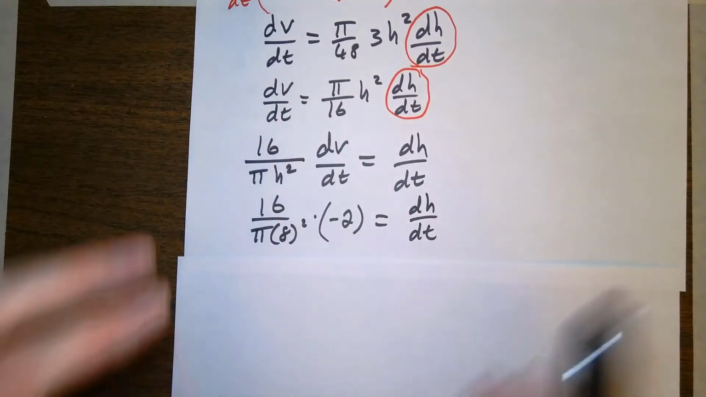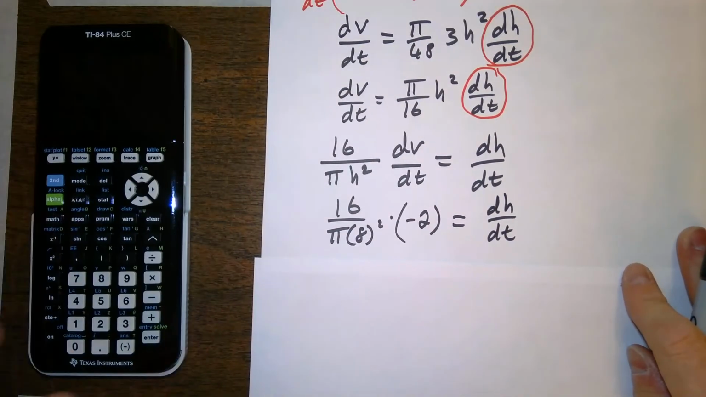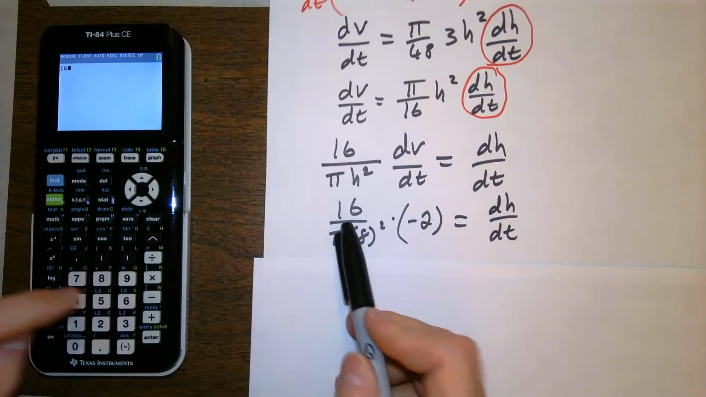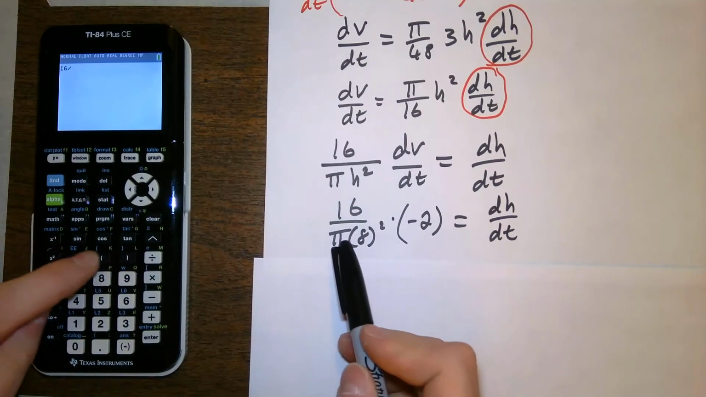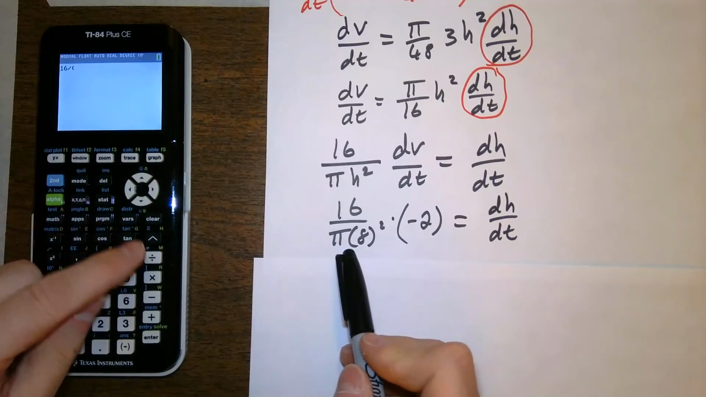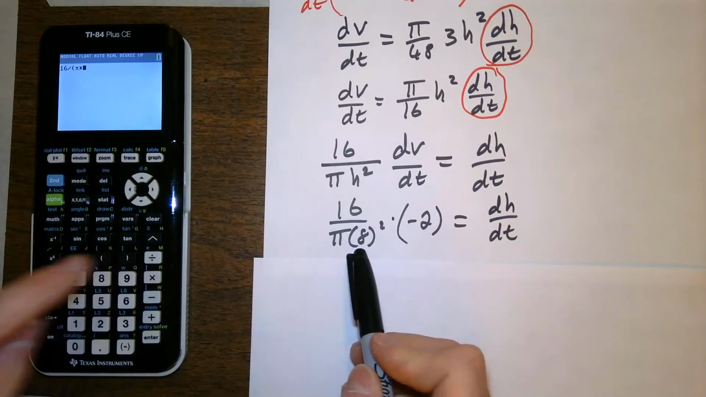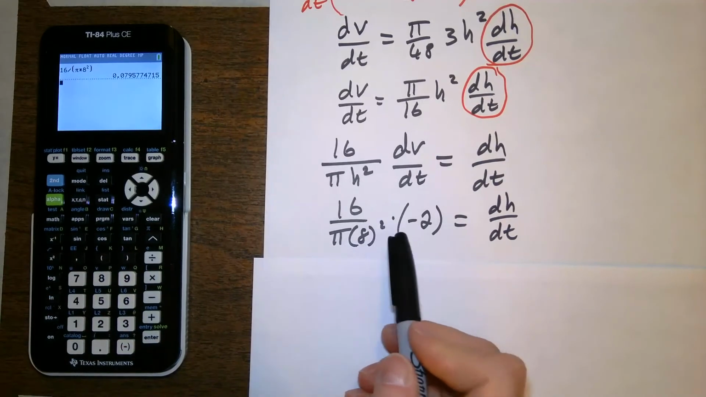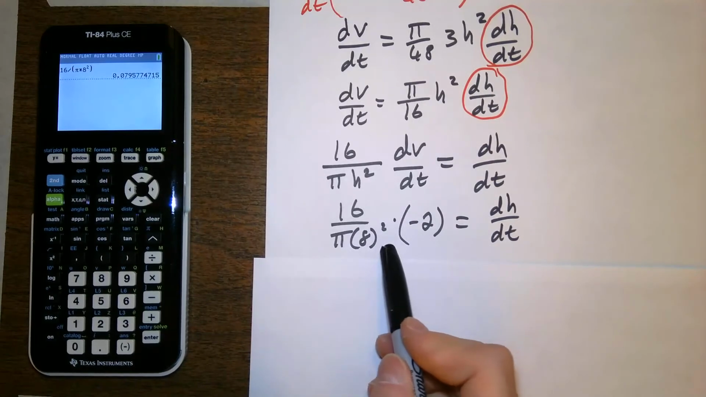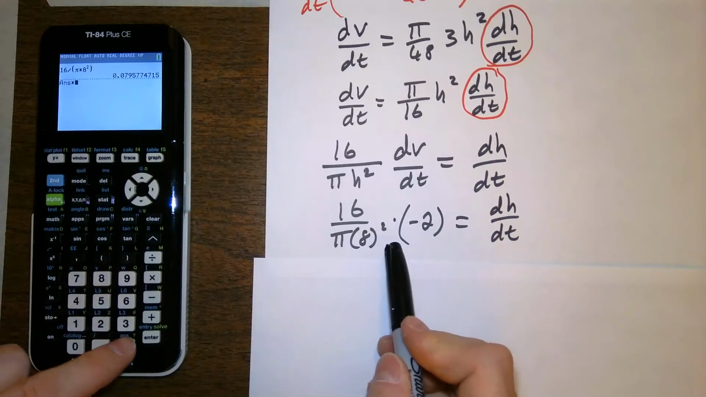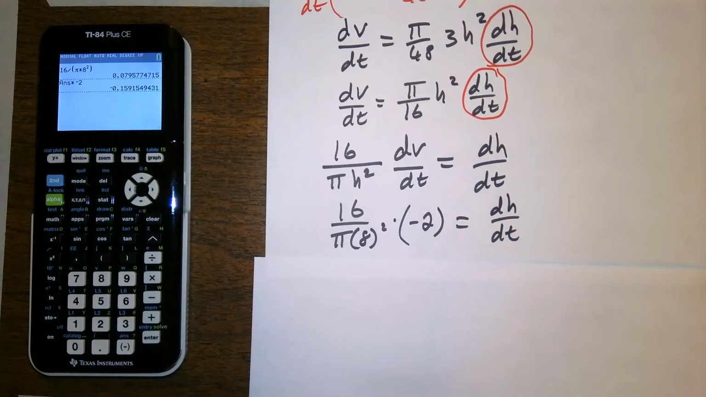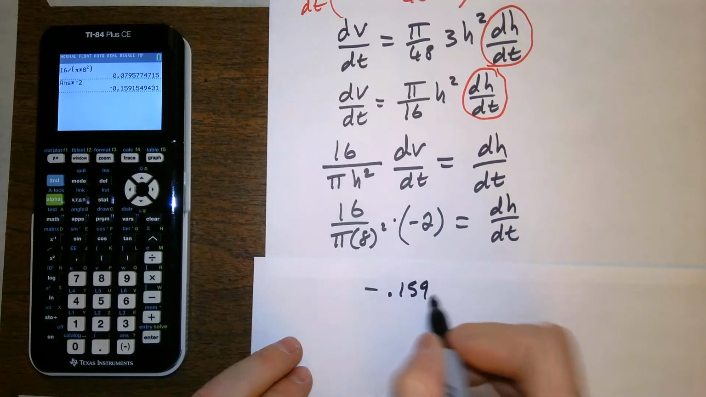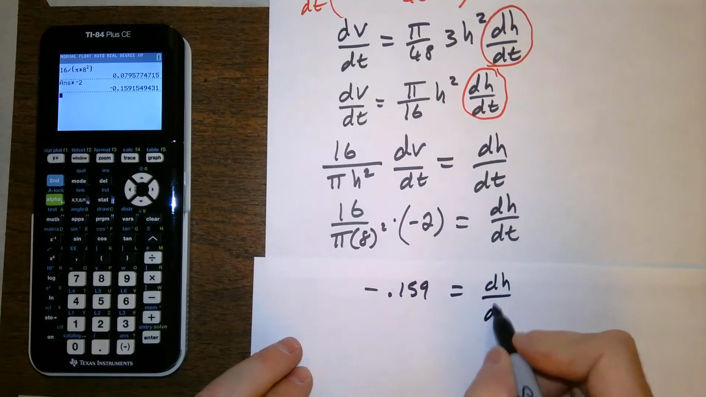Now let's bring in the calculators here to help us out. All right, so 16 divided by, open parentheses, pi times 8 squared, close parentheses. Oh, I forgot to multiply by the negative 2, haven't I? Times negative 2, and I'm getting negative 0.159 is dh dt.